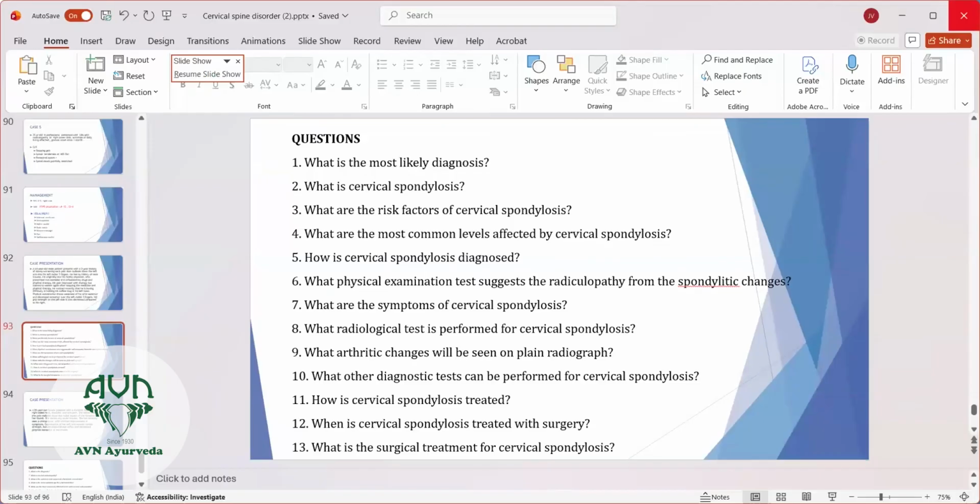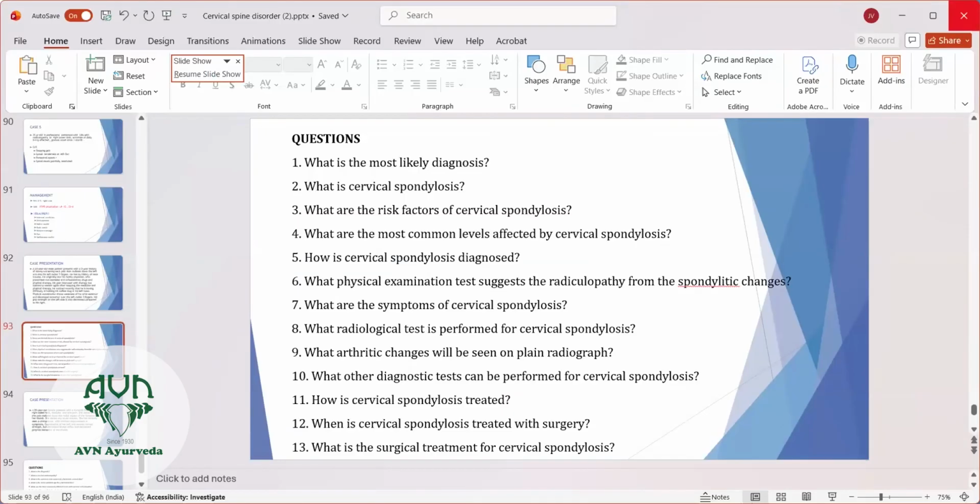What are the risk factors of cervical spondylosis? Of course, because of the pain, older persons will become sedentary in work. That may lead to metabolic diseases like hypertension, dyslipidemia, like that. What are the most common levels affected by cervical spondylosis? The most commonly affected areas are C4-C5, C5-C6, and C6-C7.